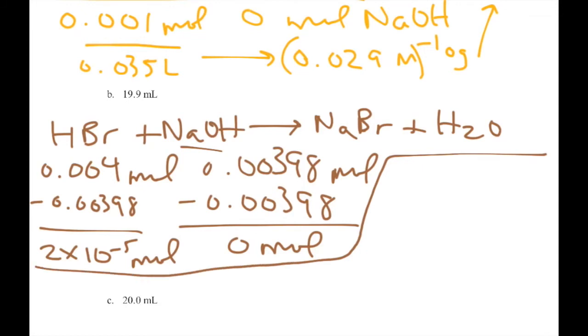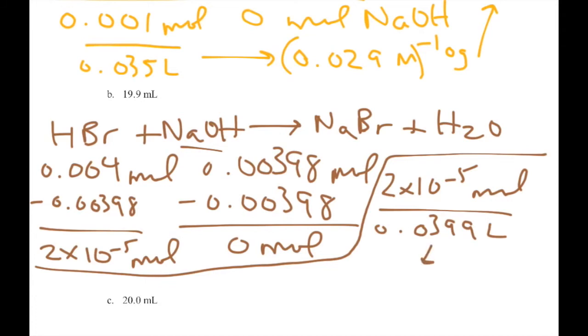Okay, so again, we need to do moles per liter, so 2 times 10 to the negative fifth moles of that H plus divided by total liters. So again, we had a 20 mil sample plus 19.9, divided by 1,000, so we're going to get 0.0399 liters. And we take the negative log of that result, which will be 5.01 times 10 to the negative fourth. And our answer is 3.29.